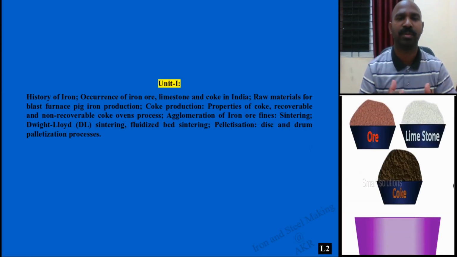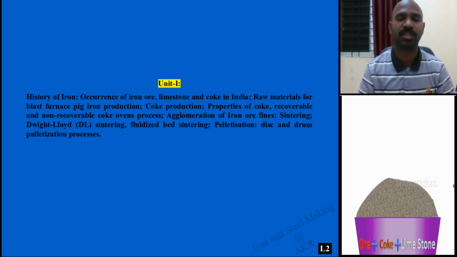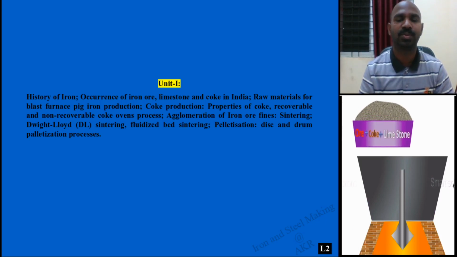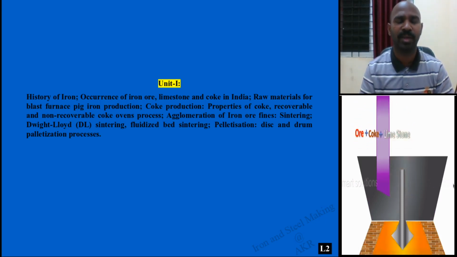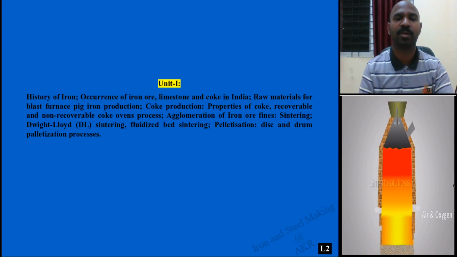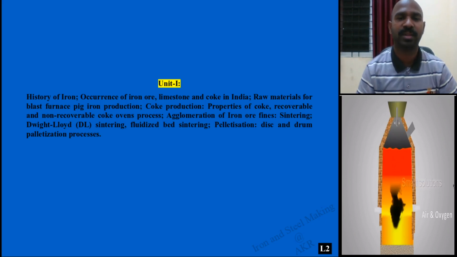The broad topics in unit 1 are the history of iron: what was the existence, what was the evidence, what was it called in Latin, where was it existing in the first ancient years, and what were the historical stages as per the age. So all those things you will be knowing. And the occurrence of iron ore, limestone and coke in India.